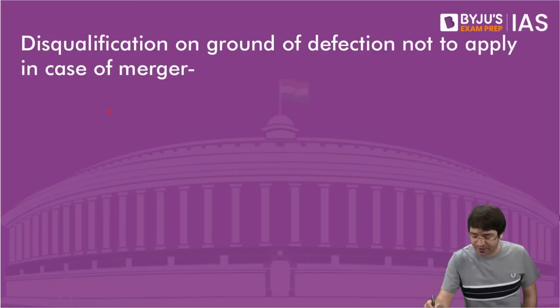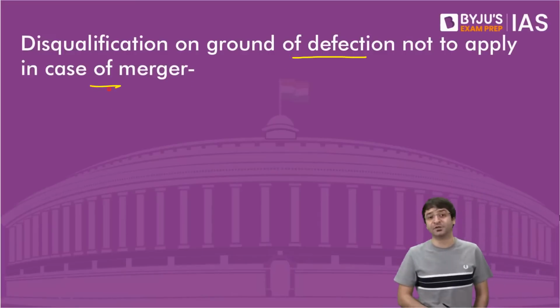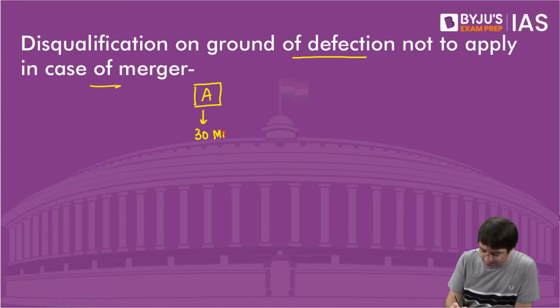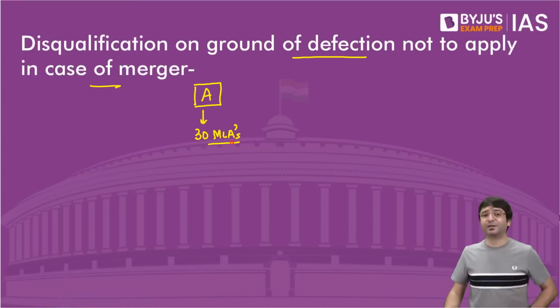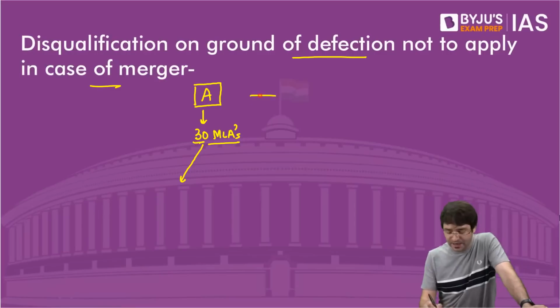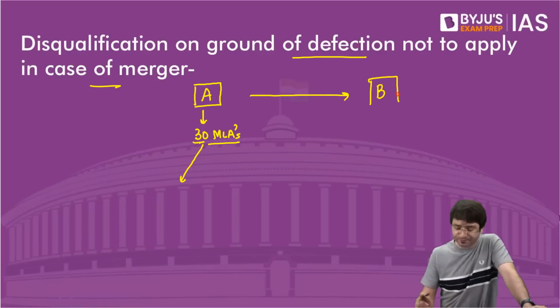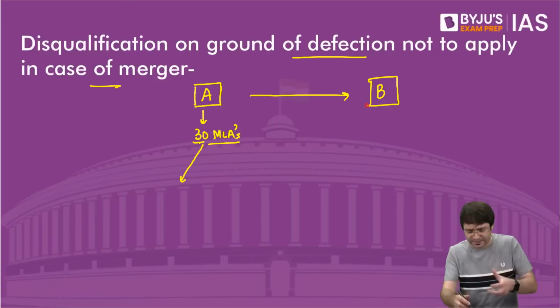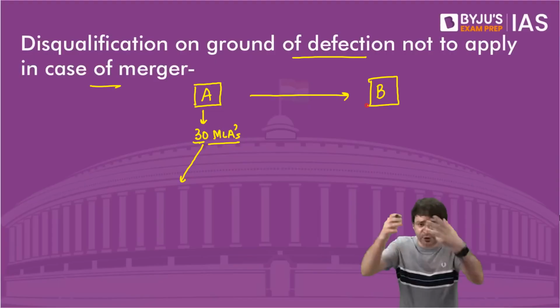Disqualification on ground of defection not to apply in case of merger. What is that merger? Let's say there is a political party A. It has got 30 MLAs or 30 MPs. If one amongst them decides to join party B, what will happen to this member? He will be disqualified, because if you voluntarily resign from your party and join another political party, you will be disqualified.